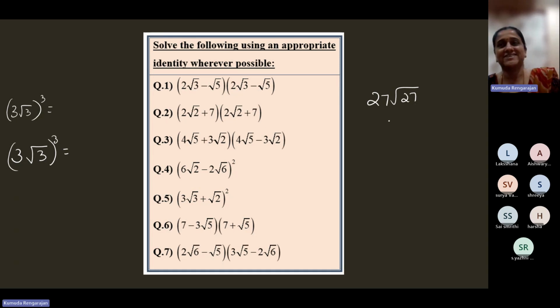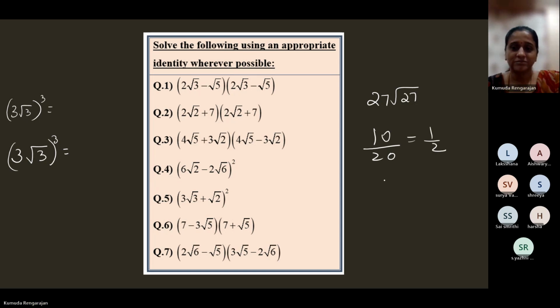Correct, but like if you give an answer, if you say the answer is 10 by 20, you're right, but what's the answer? 1 by 2, right? So it's like that. You're saying 10 by 20, you're right, but I am expecting you to say 1 by 2. So 27 root 27 is right, but I want you to give the answer in the simplest form.